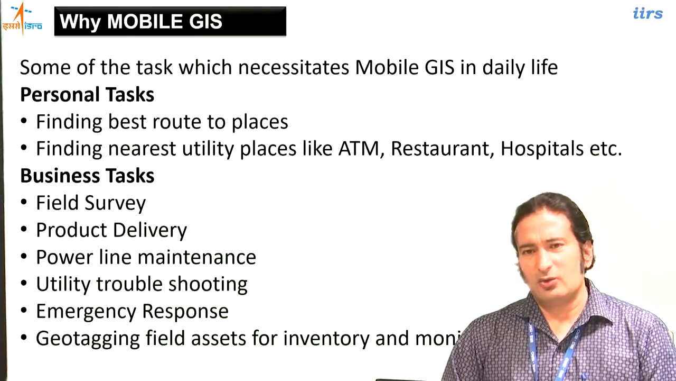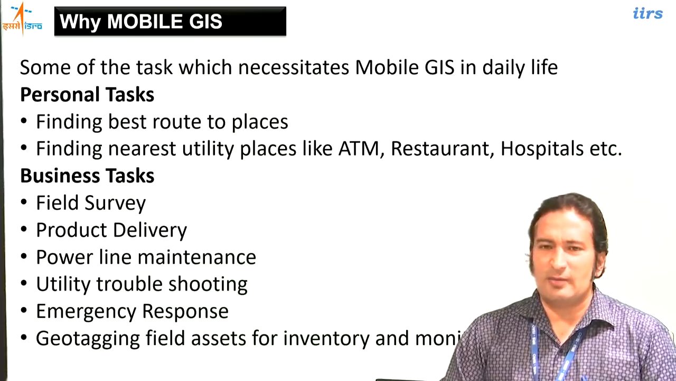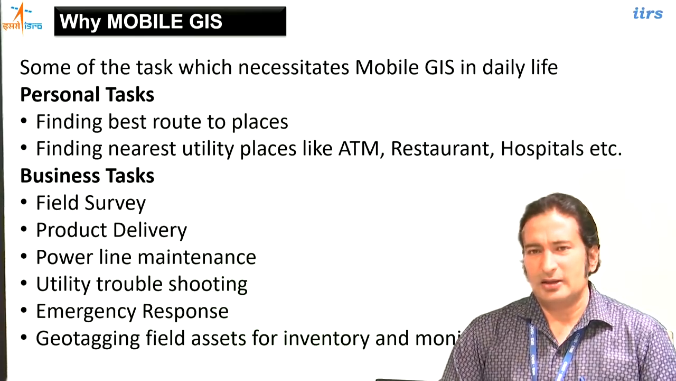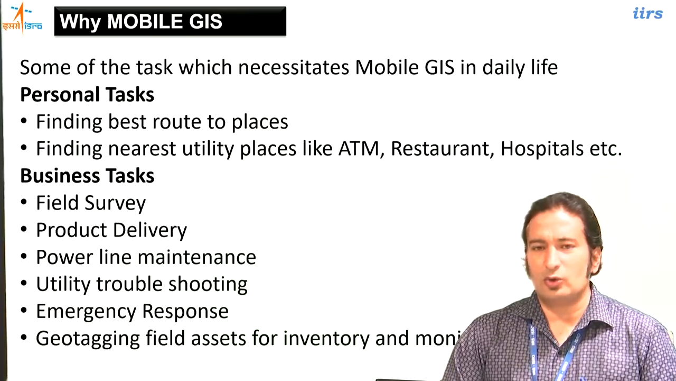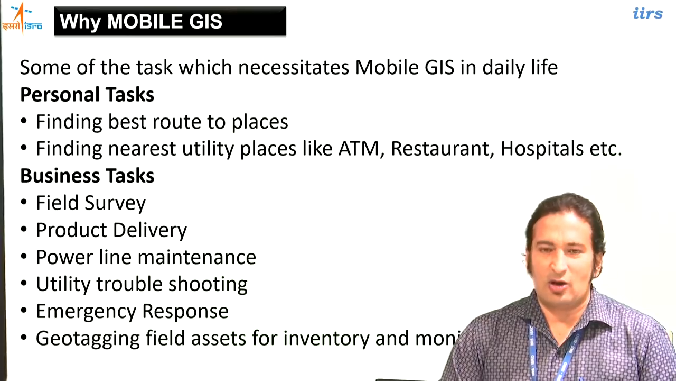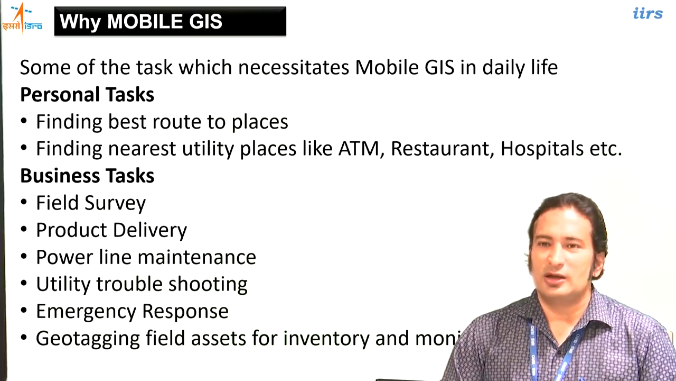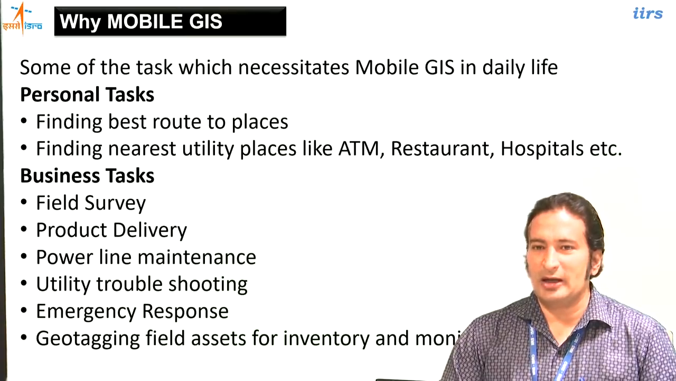So if we talk about why at all mobile GIS, if I can perform all the tasks at the lab, then why do I require a mobile GIS application? There are different kinds of tasks. Suppose I want to do some of my personal tasks, then all that can also be performed using a mobile GIS, like finding the best route to places. I am in an unknown city and I want to find out the route to reach the railway station or a particular institute which is of my interest. So finding the best route for that.